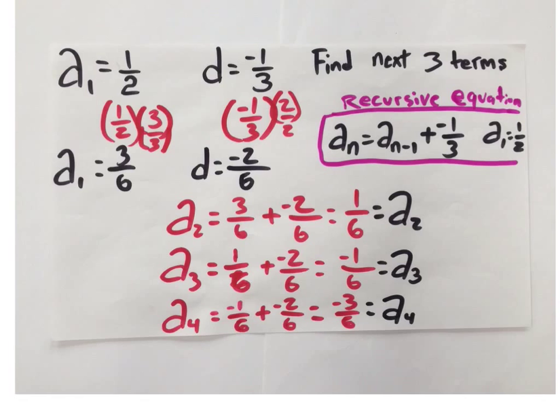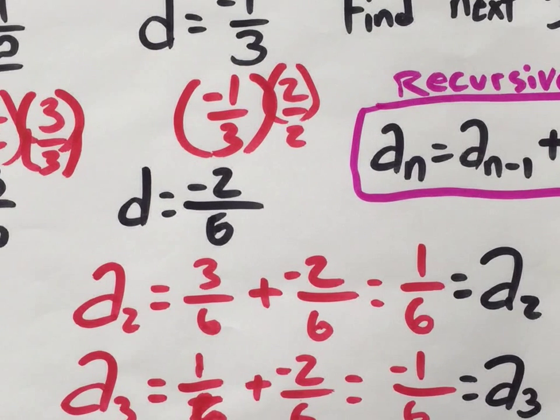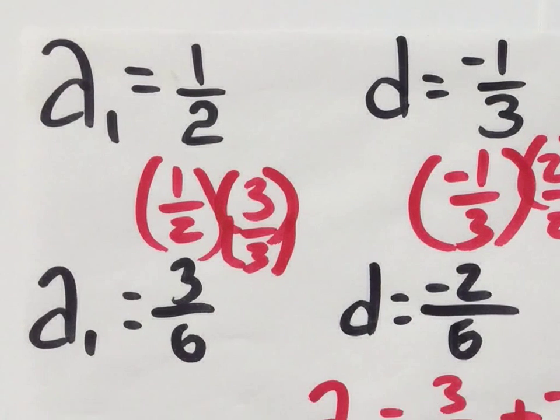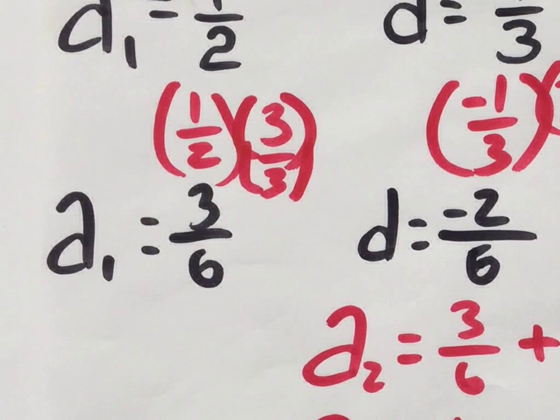Things can get a little bit tricky when there are fractions involved, so let's explore this. Let's say, hypothetically, the very first term of the sequence is 1/2, and the difference is negative 1/3. But what we need to do is make the denominators the same, and to do that, we're going to be multiplying the first term by 3 on both the top and the bottom, the numerator and denominator, and that's going to give us 3 over 6. So this is our first term.